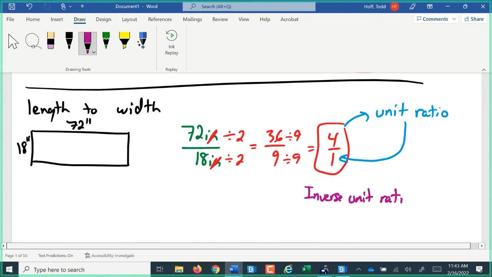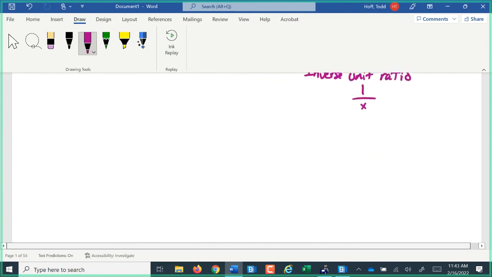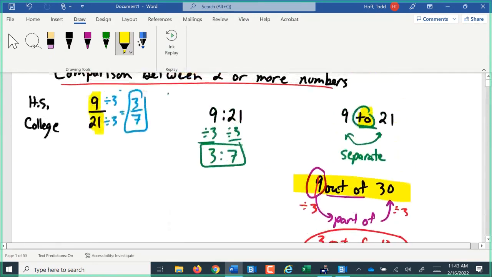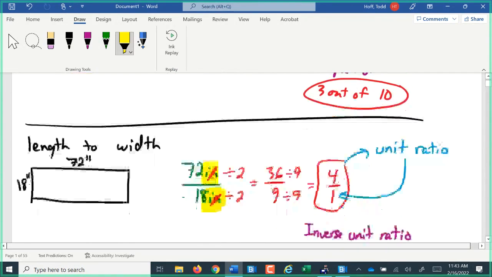In an inverse unit ratio, it's the first number that's a 1. We're comparing it to some other number. And we'll look at how those get reduced here as we go along. Now you'll notice in both of the examples we've done here, the units were the same. This was comparing inches to inches. Up here, it was students to students, or people to people, however you want to look at it. And that is one of the requirements of a ratio.